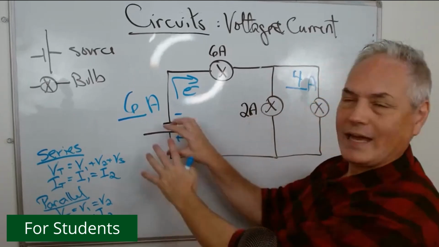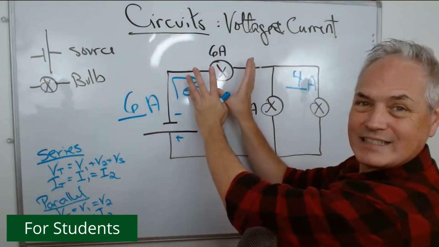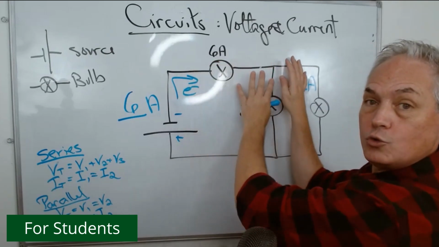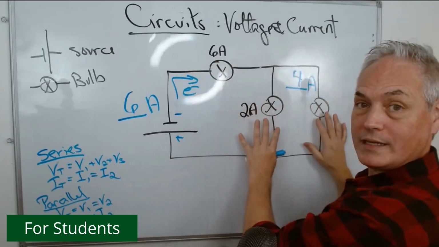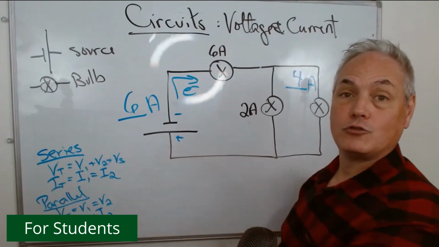This way. So we have 6 amps of electrons going to 6 here as well, one path. 2 are going here, that means 4 going there. We're going down, we're meeting back again before we go back to the source.